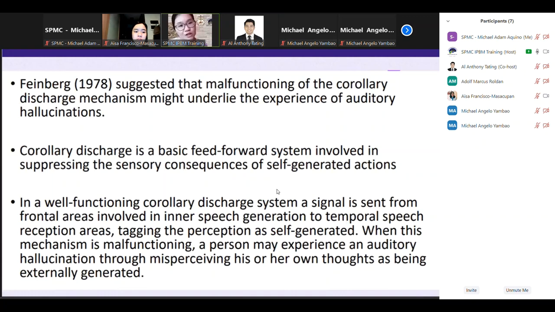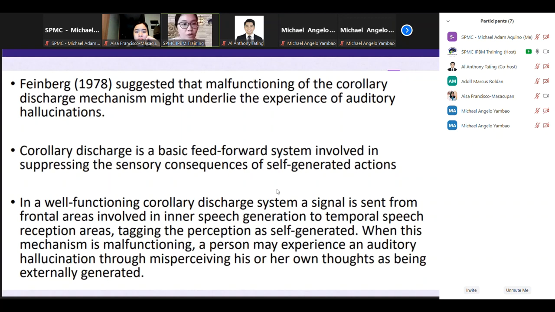But how do they actually happen? So Feinberg in 1978 suggested that malfunctioning of the corollary discharge mechanism might underlie the experience of auditory hallucinations. So corollary discharge is a basic feed forward system. It is involved in suppressing the sensory consequences of self-generated actions. So self-generated actions meaning walang trigger, likened to a seizure event.